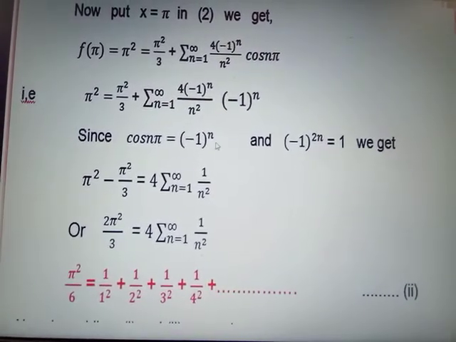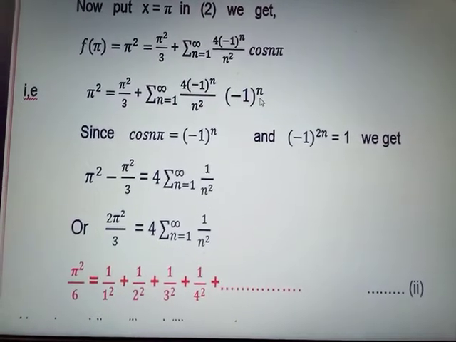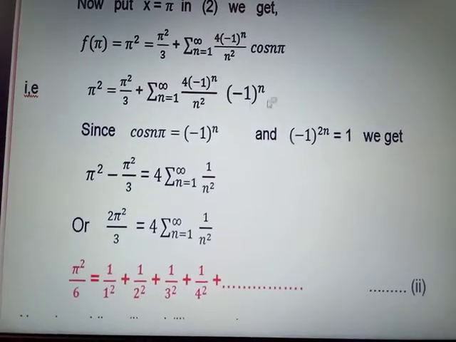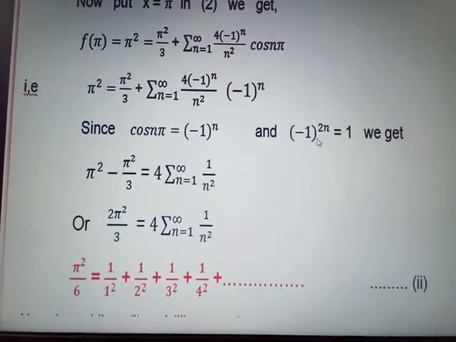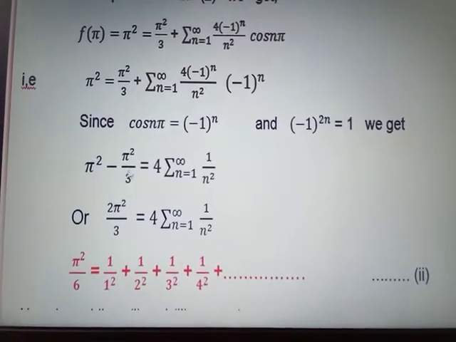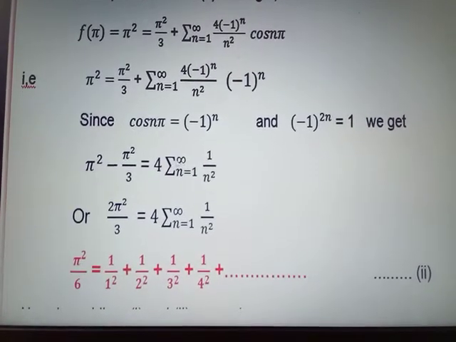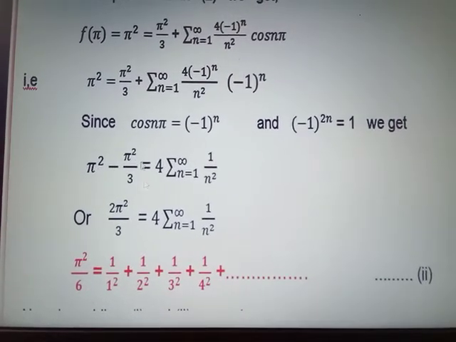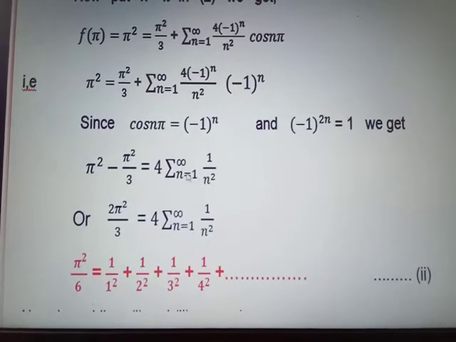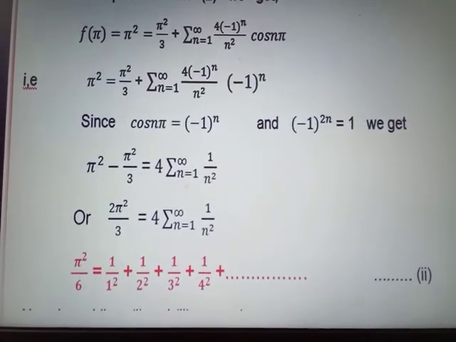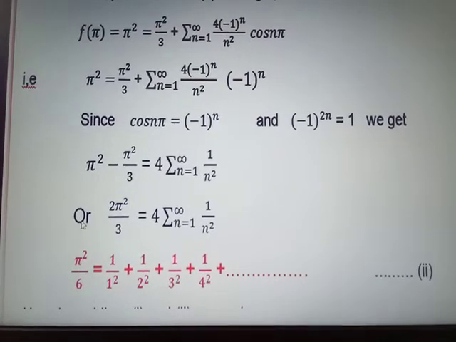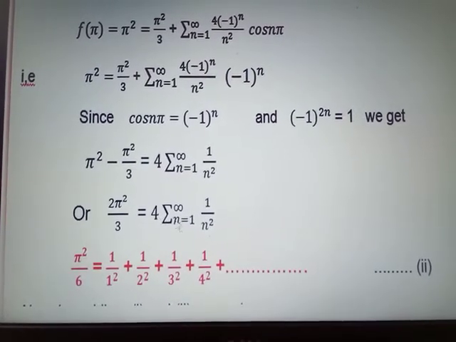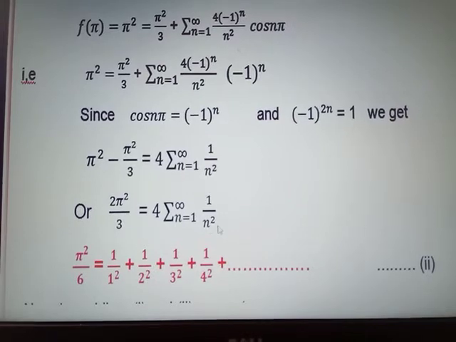Since cos n pi value is minus 1 raised to n, therefore minus 1 raised to n here, and minus 1 raised to n into minus 1 raised to n will be minus 1 raised to 2n, which is equal to 1. Therefore, this 4 is constant, take it outside this summation and take this pi square by 3 to this side. Pi square minus pi square by 3 is equal to 4 into summation n running from 1 to infinity. This minus 1 raised to 2n value is 1, therefore 1 by n square. After solving this one, we get 2 pi square by 3, which is equal to 4 into summation n running from 1 to infinity 1 by n square.